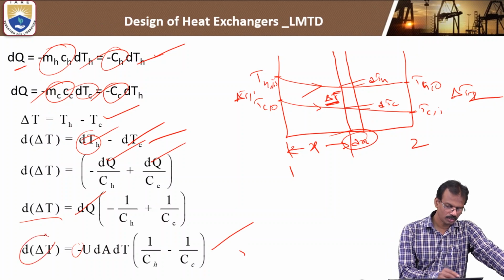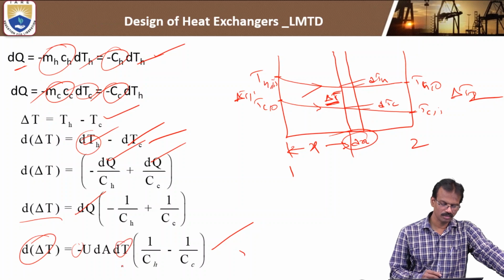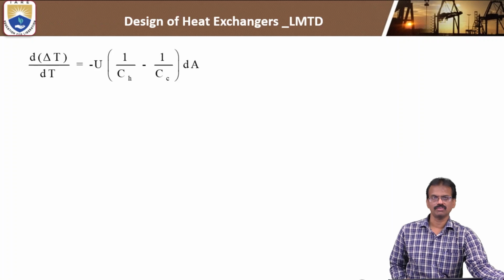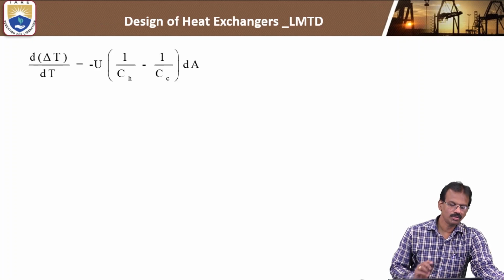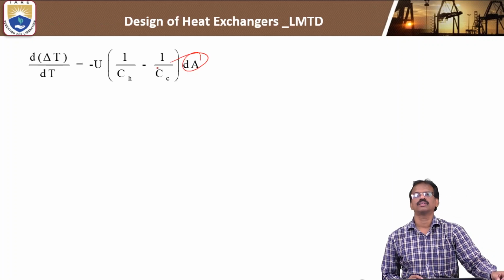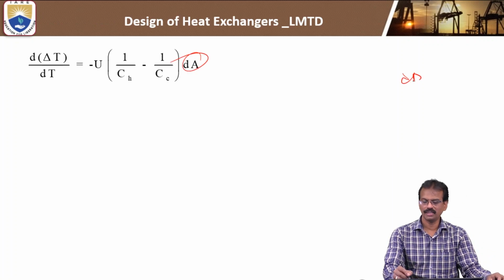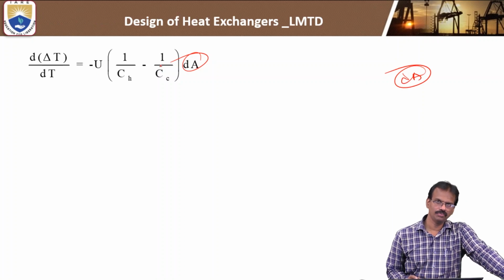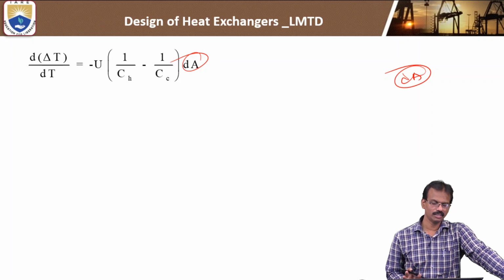So here delta temperature profiles, you can send this delta T also to the left side. Then the formula will be like this one. Okay. Derivative of delta T by dt is equal to U into 1 by Ch minus 1 by Cc into dA. So dA is the small elemental area. Then we got that equation. If you integrate this one in both directions with respect to limits, then we will get the rate of heat transfer for the entire heat exchanger.